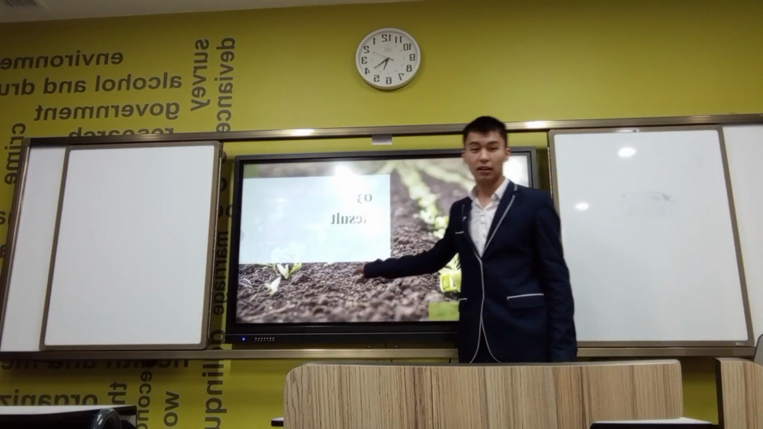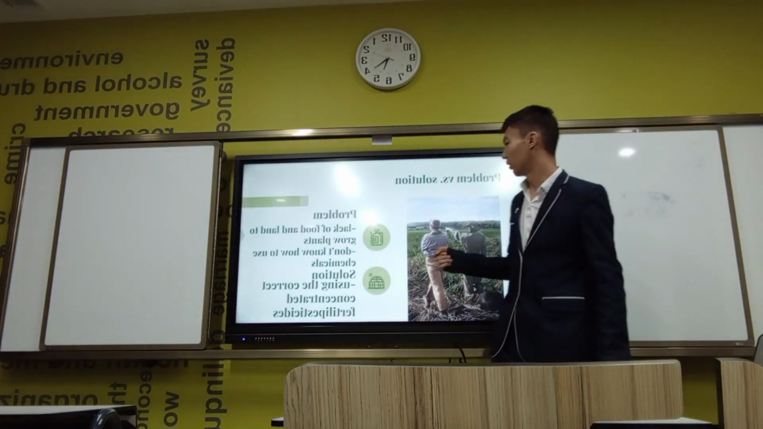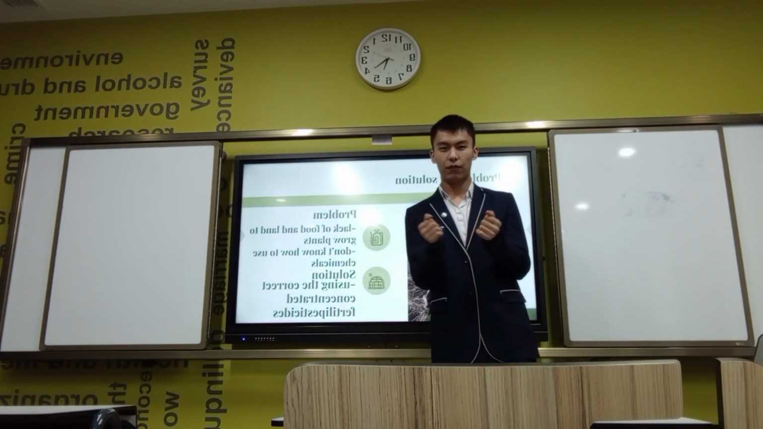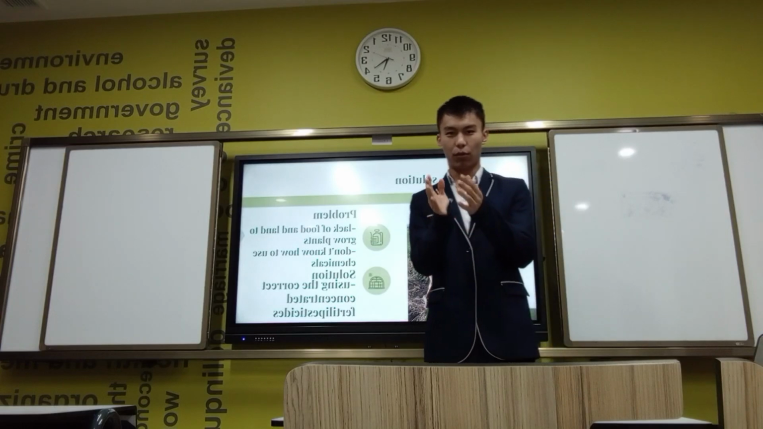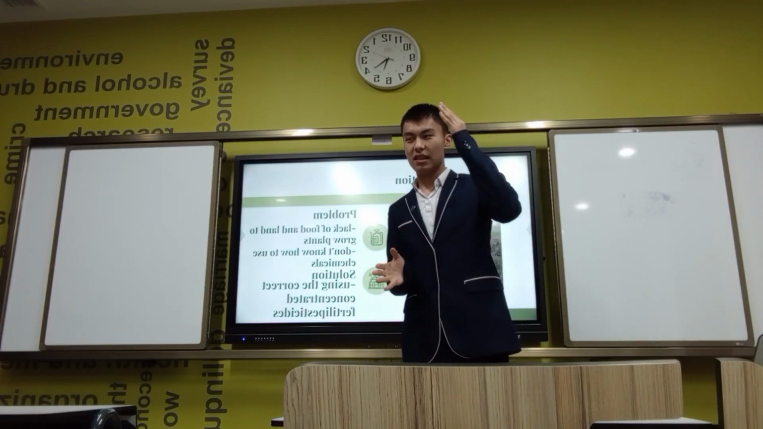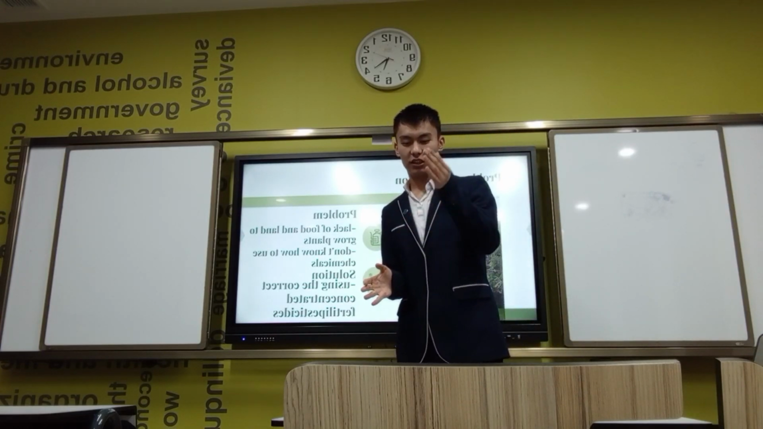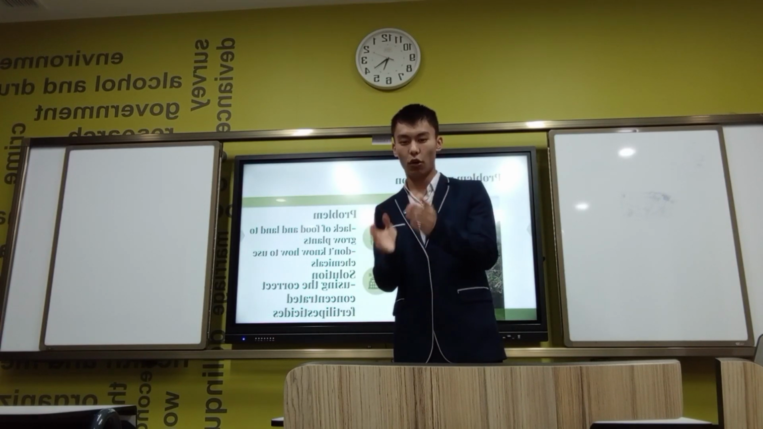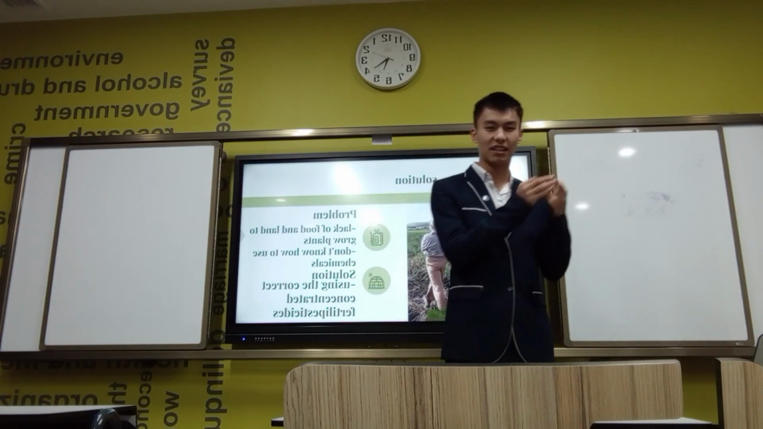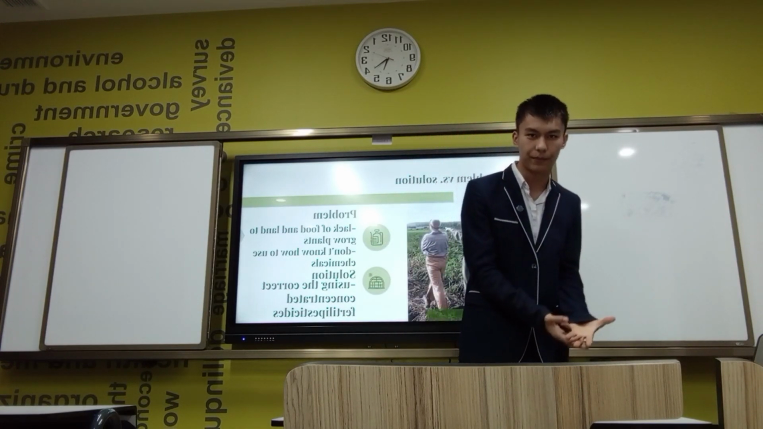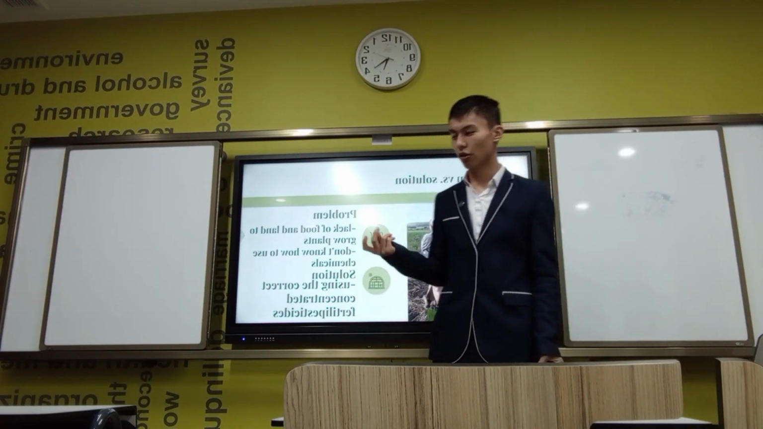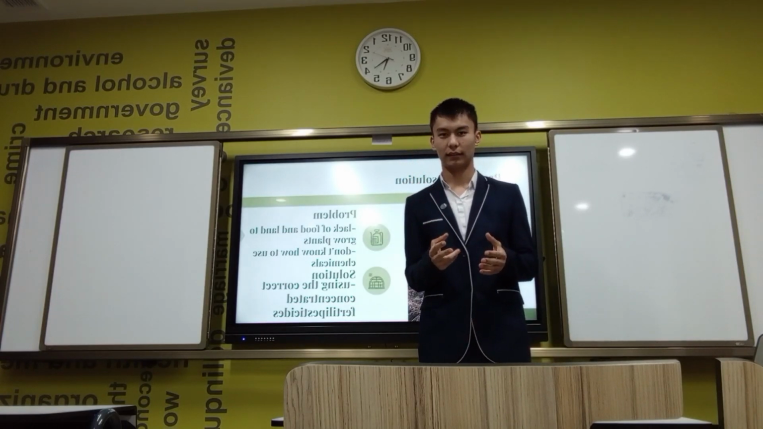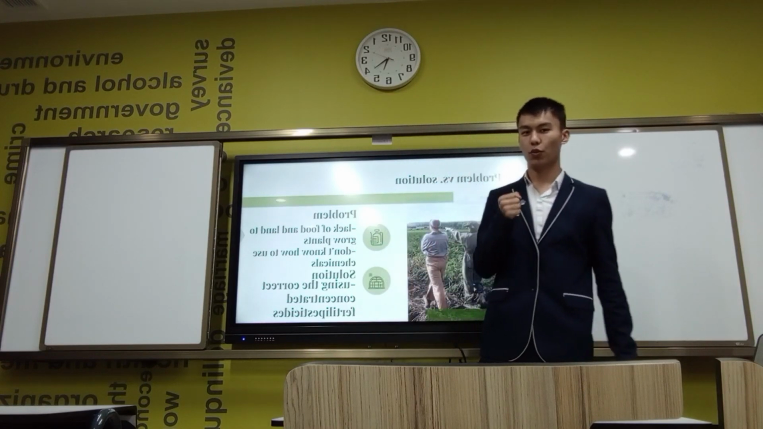So then let's talk about the results. By the first source, we can say that the problem is the knowledge of farmers. They don't know how to use fertilizers and pesticides in a correct concentration, in a correct way. And the second source showed us the second problem is lack of land.